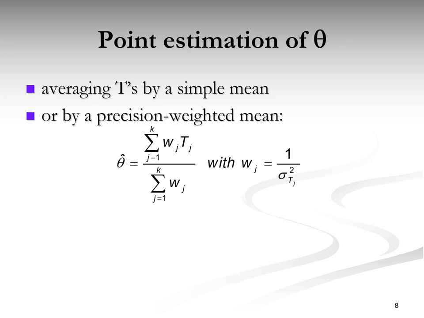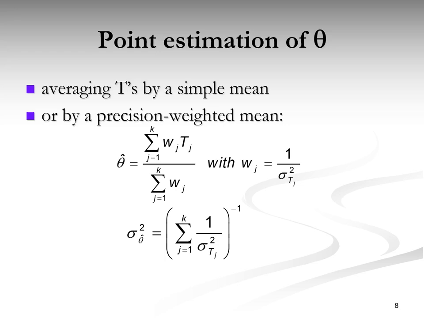So for a small study, the sampling variance will be large and therefore the weight, so the precision, will be small. So the weight that will be given to that small study will be small. The sampling variance of this estimate now is equal to 1 over the sum of the precisions of the individual estimates.